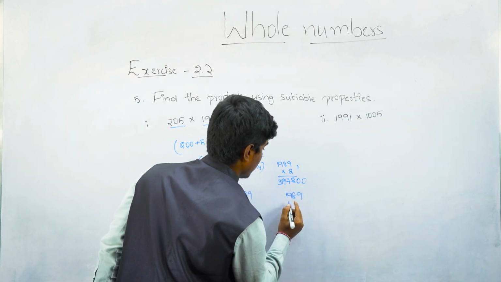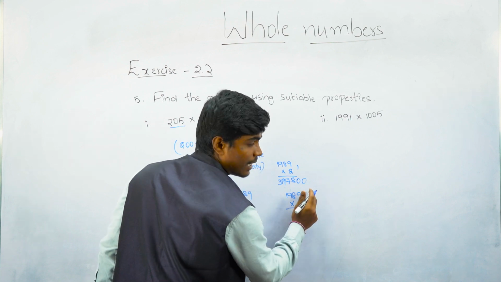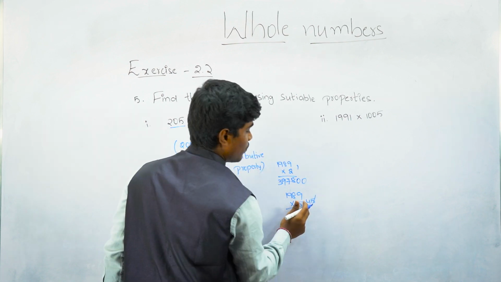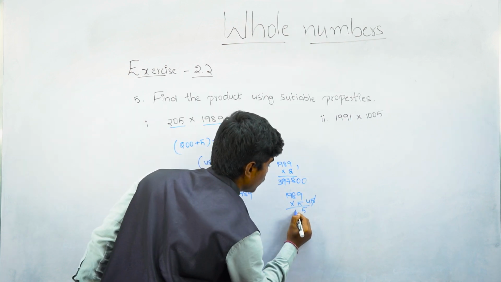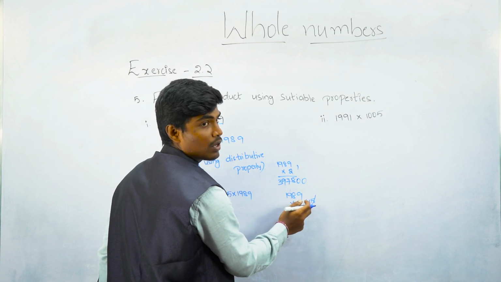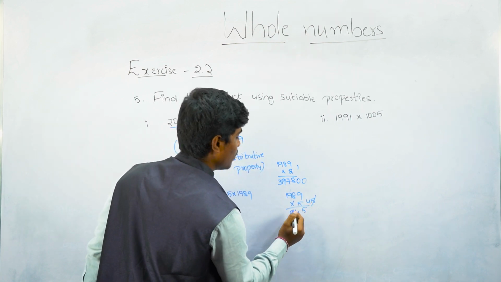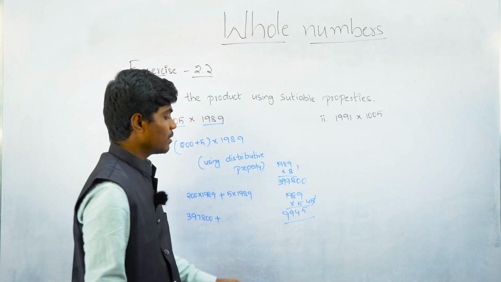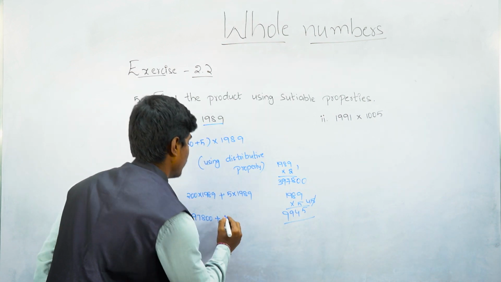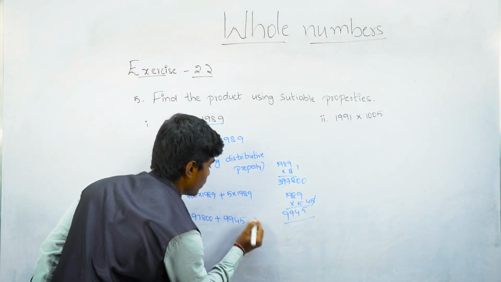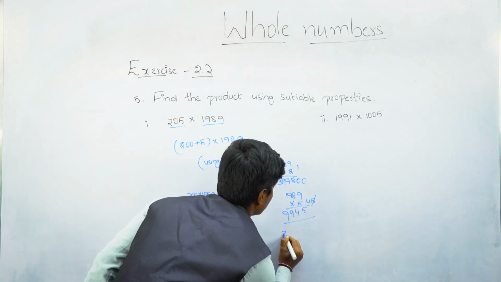Plus, now we will find the product of 5 into 1989. 1989 into 5. 5 9s are 45. 5 8s are 40, 40 plus 4, 44. 5 9s are 45, 45 plus 4, 49. 5 1s are 5, 5 plus 4, 9. So the answer is 9,945. Now let's add these two numbers.